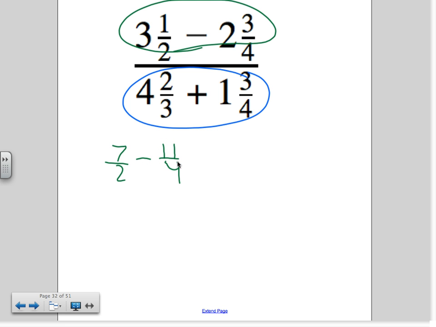Here's the blue. Watch this. I'm just going to go ahead and group them and color code them so you can see. Here's the blue. What do you have for the blue? 14 over 3. 7 over 4. And now, let's take care of the green.